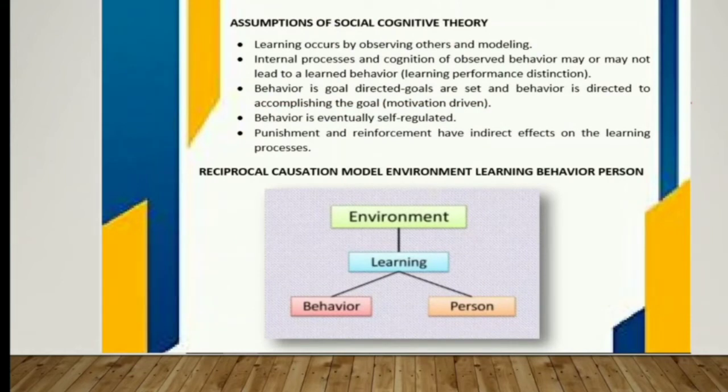Assumptions of social cognitive theory. Unsa man ni ang assumption? So, assumption means to assume. The theory assumes that changes in the environment will automatically lead to changes in the person, when this may not always be true. So, learning occurs by observing others and modeling. Internal processes and cognition of observed behavior may or may not lead to learned behavior.